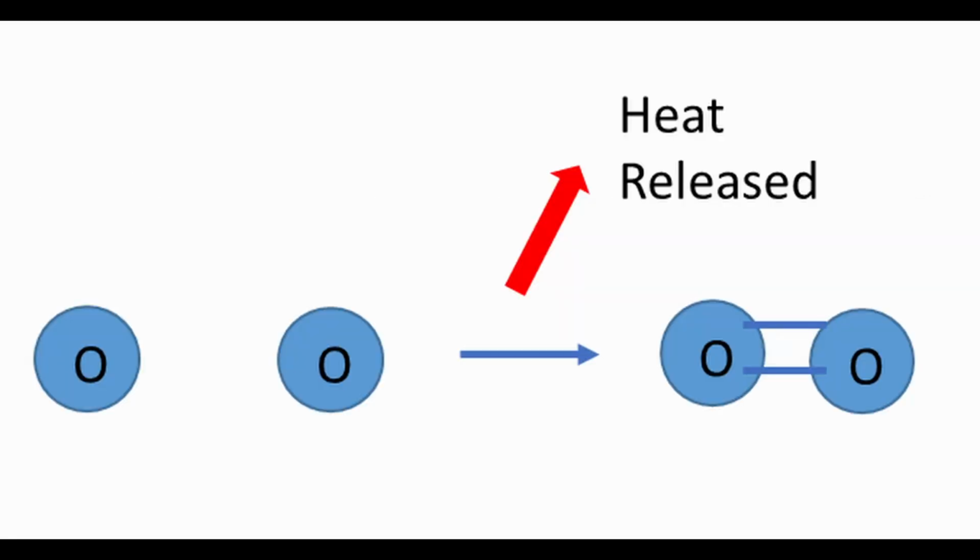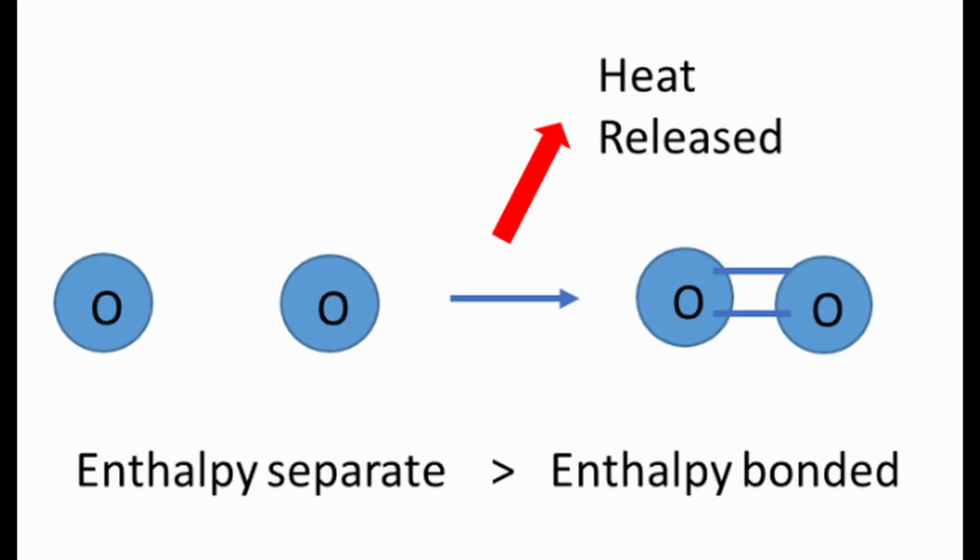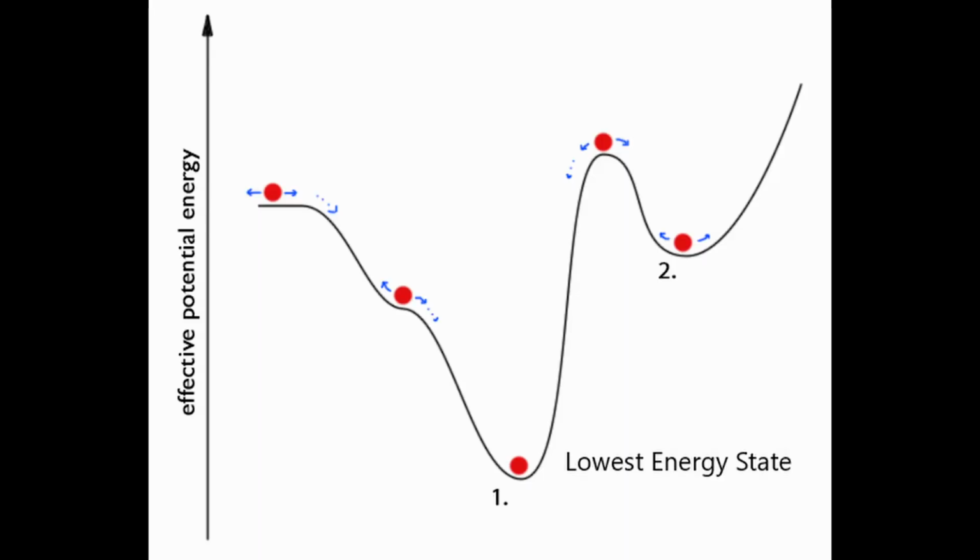When a group of free atoms bond to form molecules, heat is given off. The enthalpy or energy contained in a group of molecules is less than the free atoms that they were formed from. Nature is always trying to get into a lower energy state.